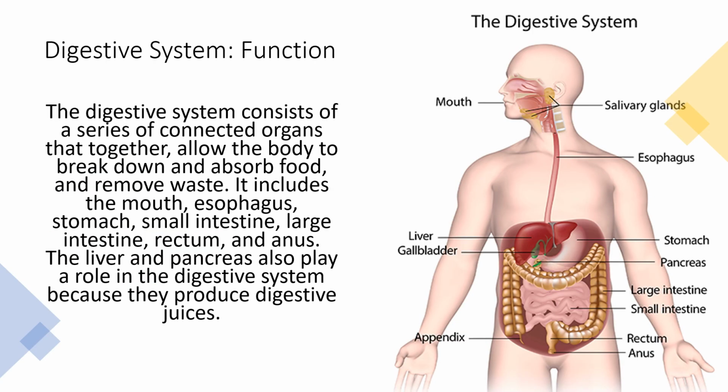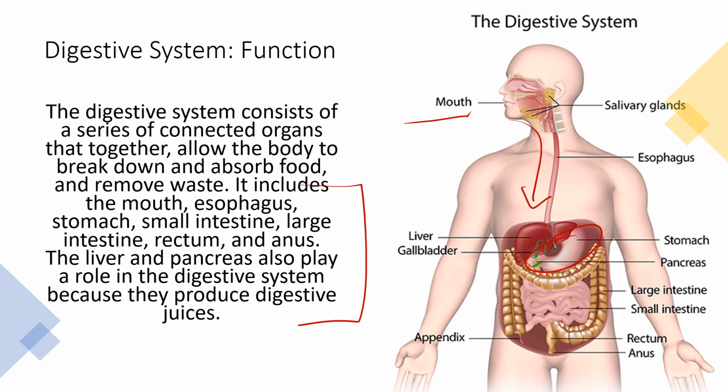All right, the digestive system. This is the function of the digestive system. It contains a series of connected organs going from our mouth through our esophagus down to our stomach, intestines, and so on and so forth. There are a lot of organs that are involved in our digestive system. It is most often our favorite system because it deals with food, and we all like to eat.